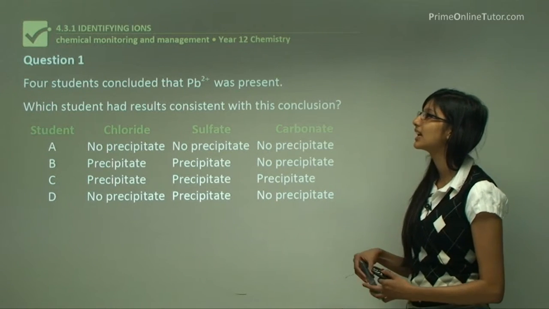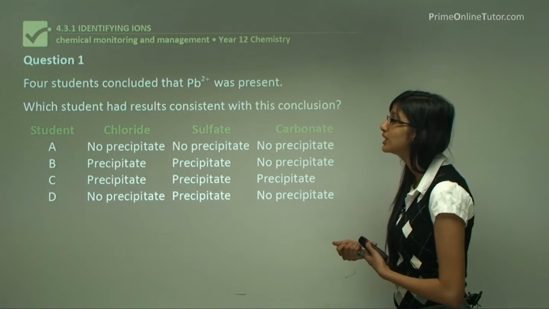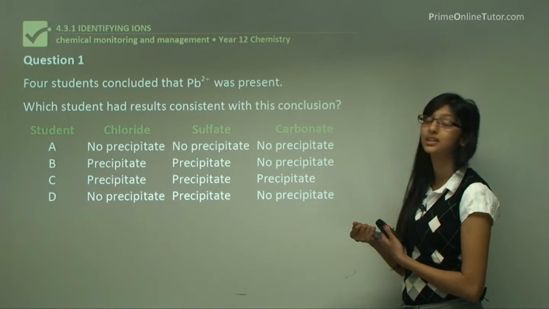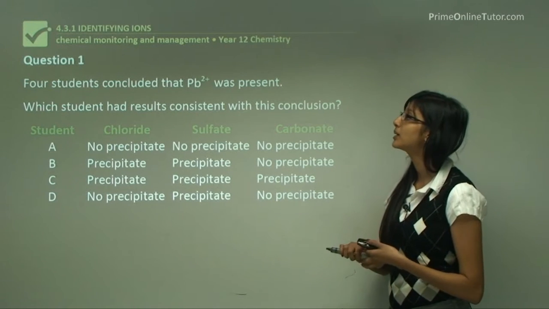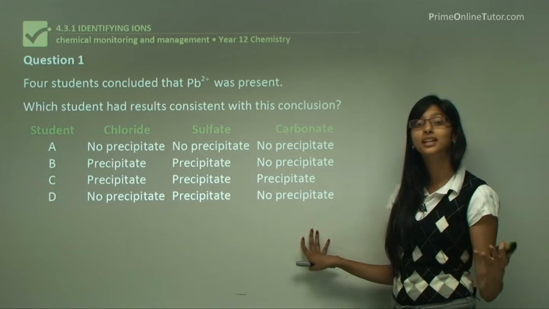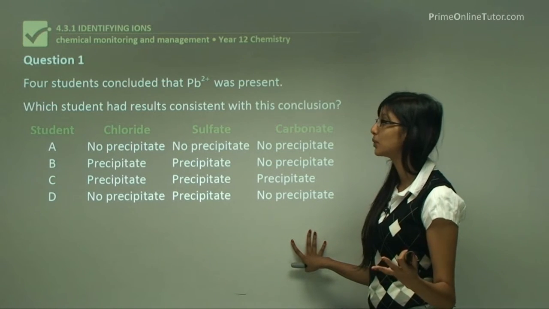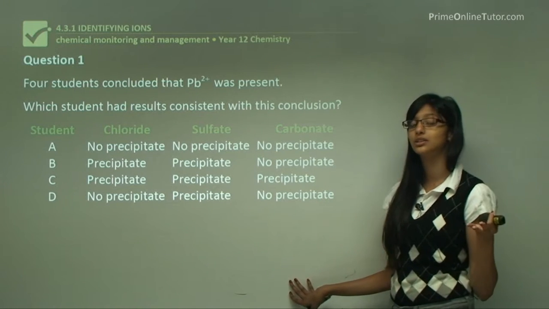Question 1 tells us, 4 students concluded that lead was present. Which student had results consistent with this conclusion? So in this question, we need to look at what precipitate the solutions formed that indicate lead was present. So what sort of anion does lead react with, and what precipitate do they form?